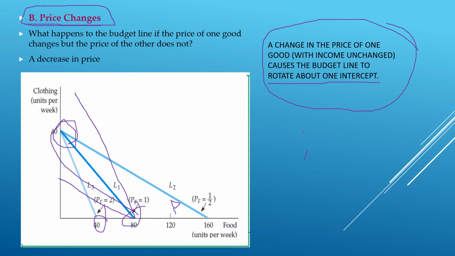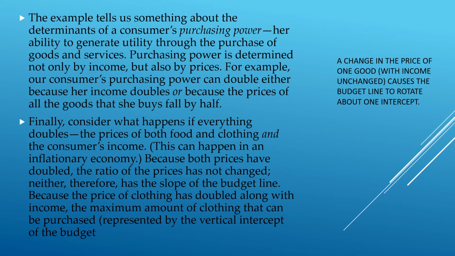So I hope you understand, and I hope it is clearer already on how the budget line actually works. Now let's proceed. Take note that the examples that we have been dealing with are an example of how people make use of their money. And that is what we call the purchasing power. The purchasing power means the ability of the people to use their own money in buying their goods, the ability to generate utility.